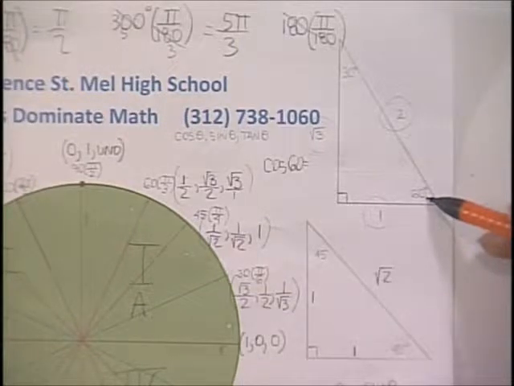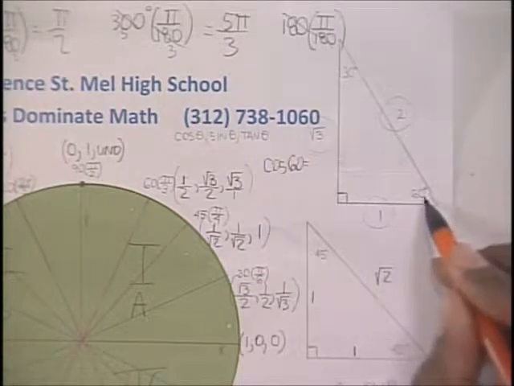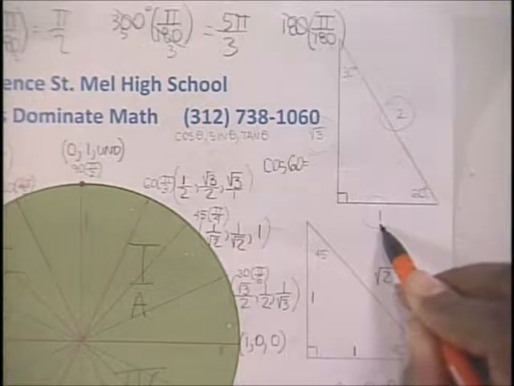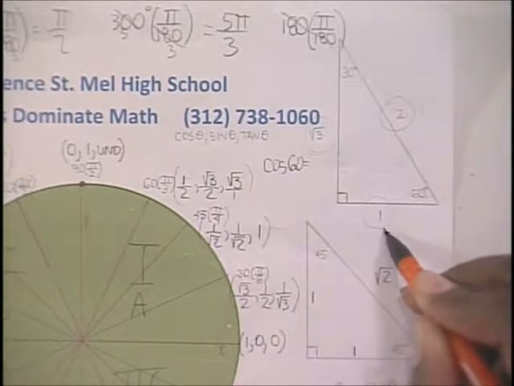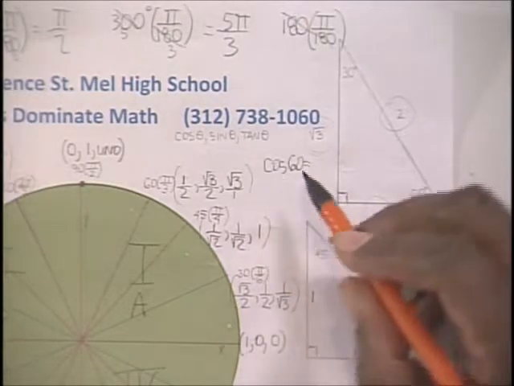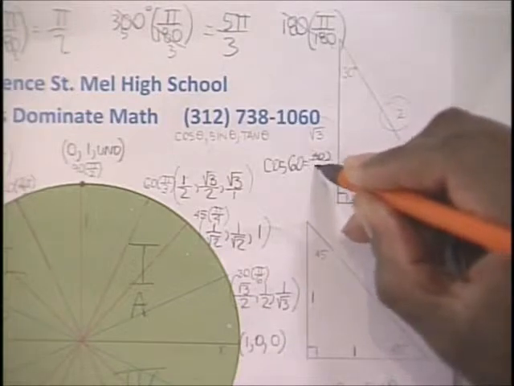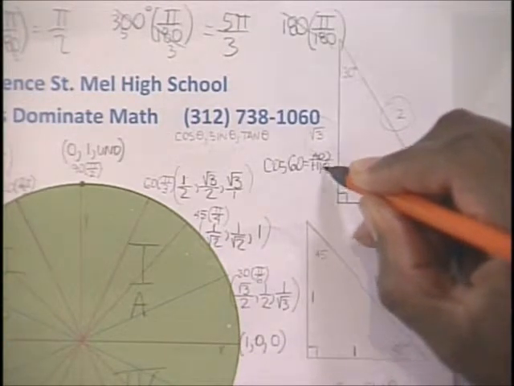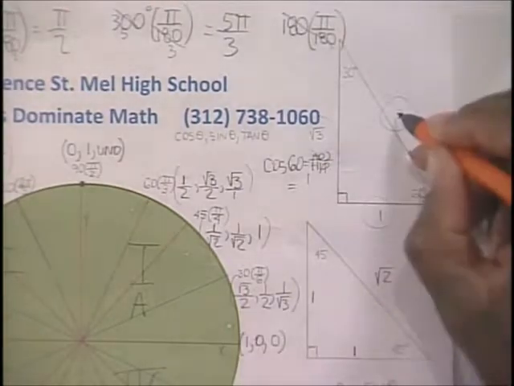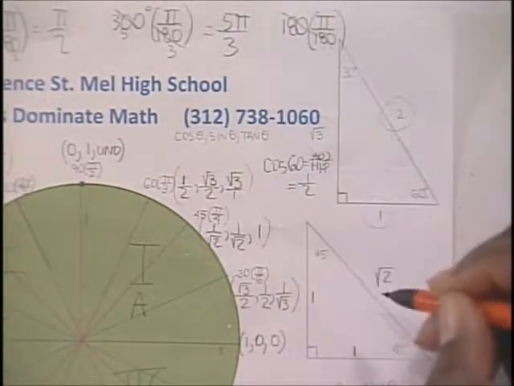We're going to do a couple together. I want you to see that the 1 is next to the 60. So cosine, by definition, is the adjacent of the 60 over the hypotenuse of the 60. The adjacent to this 60 is 1, and the hypotenuse of this triangle is 2. The cosine of 60 is half.